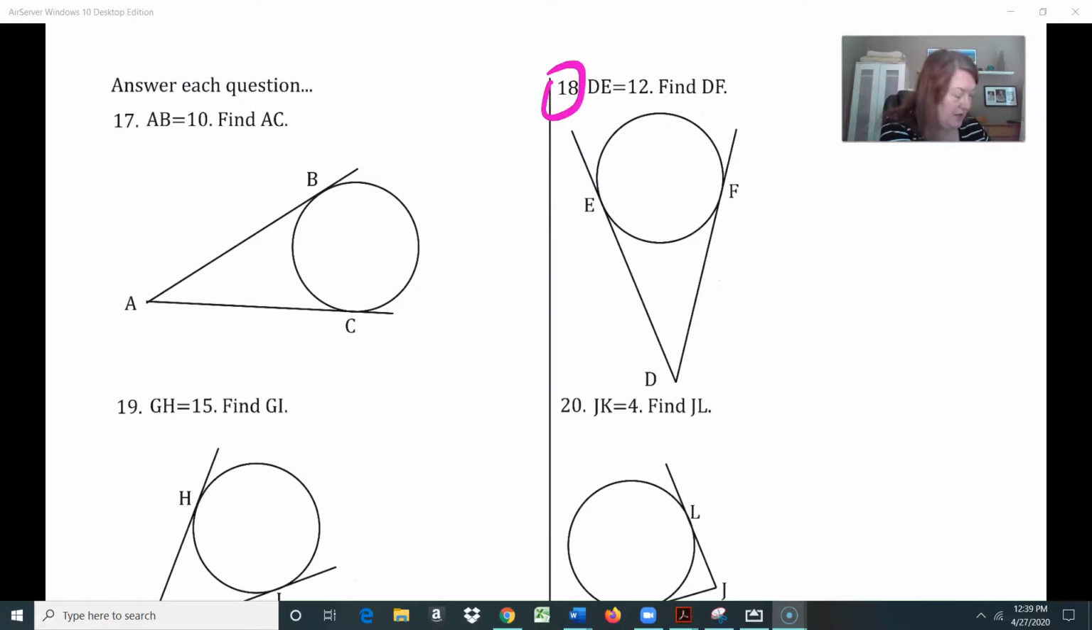Again, we have a point outside here that creates two tangent lines. Here's the tangent line to F, and here is the tangent line to E. They are saying D to E is 12. How much is D to F? Well, they have to be equal. They have to be 12.